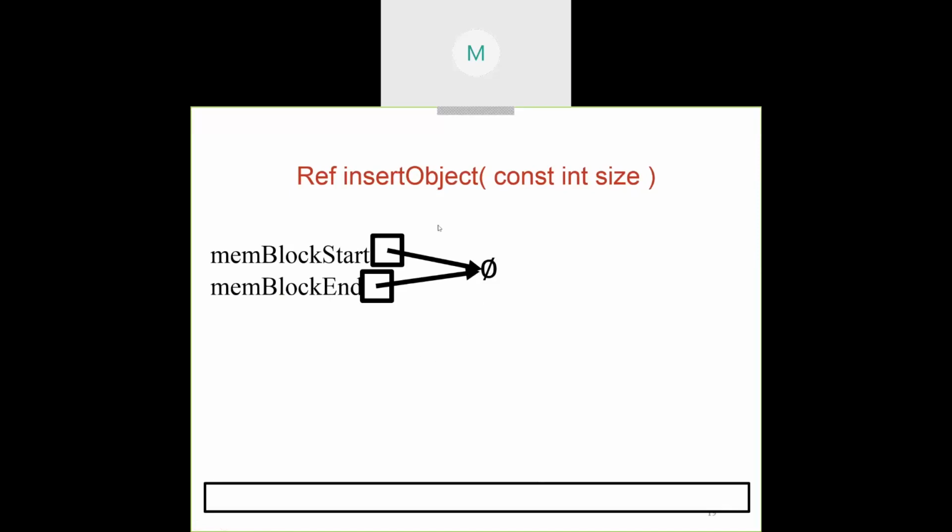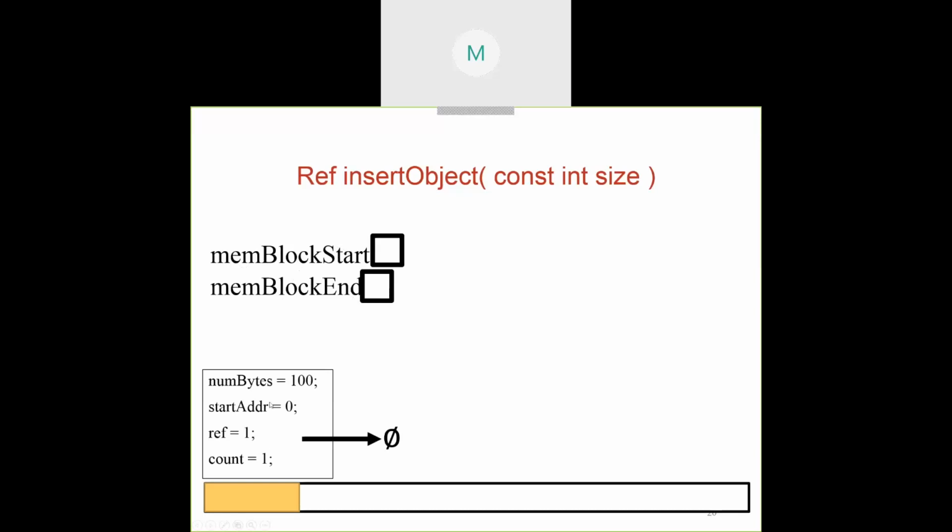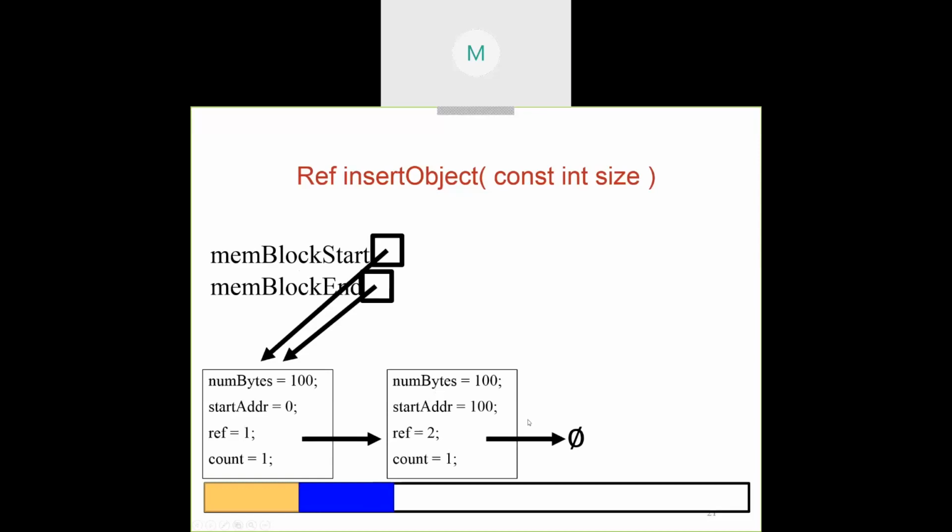Okay, so we actually have another two pointers. One is memory block start, another is memory block end. At the very beginning they point to null, right? Then suppose the first insert object is coming. We are done with this, right? Then the memory block start and memory block end will point to the same ID, that is the reference one. Clear? Then we are adding another object. So we need to update this memory block end pointer just like that. Clear?